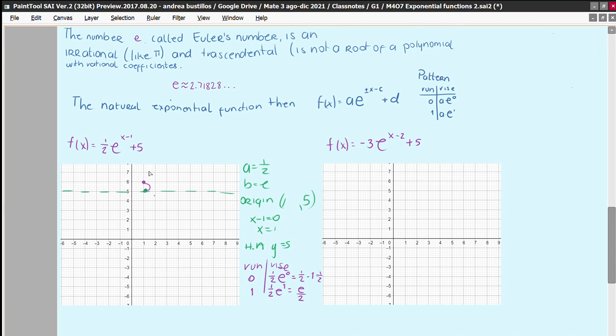So if I run 1, I'm going to rise 1 point something. That's approximately enough for us. So that means my graph is going to pass and look like this.